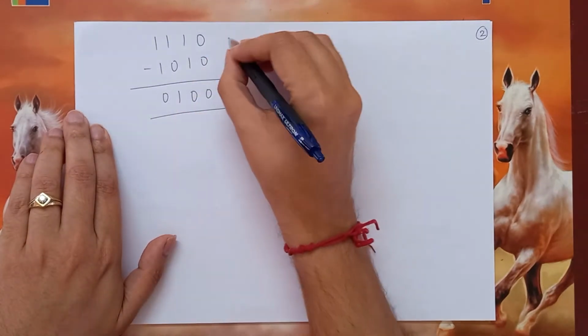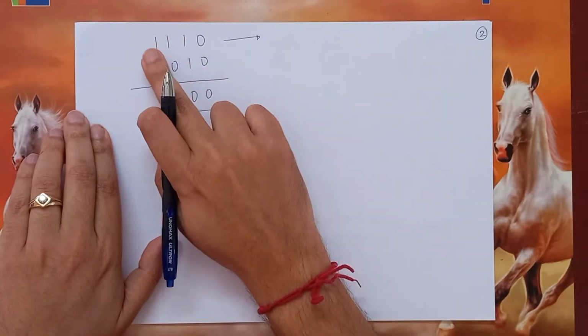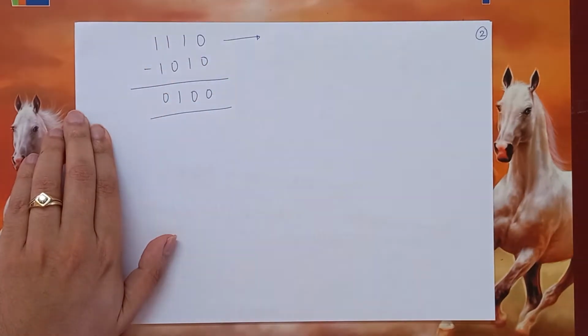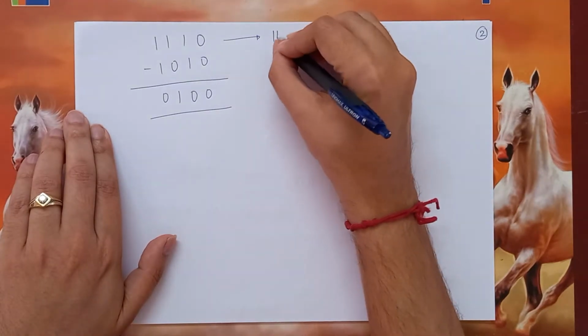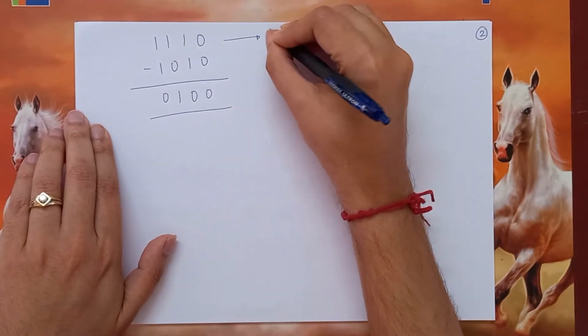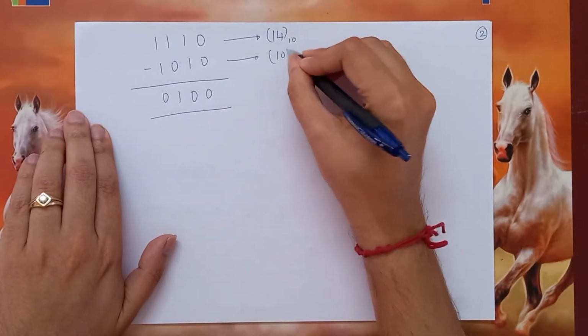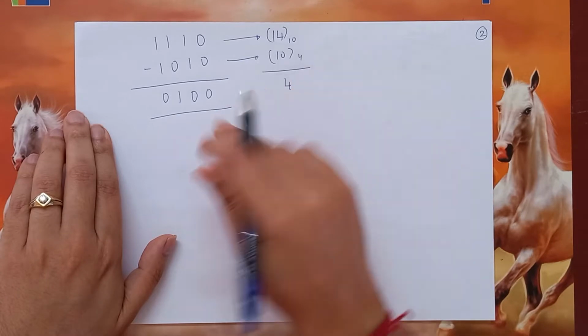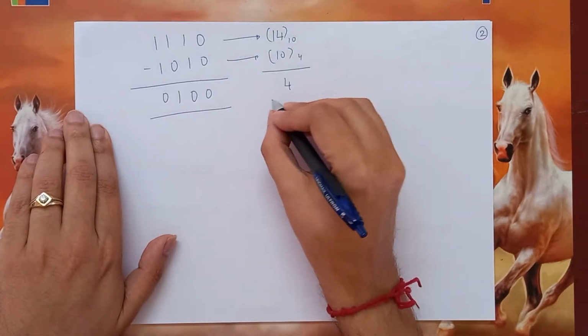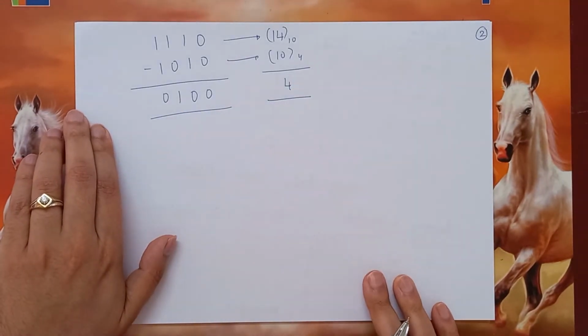what these numbers are. So in decimal, this is 8 plus 4 plus 2, that is 14 in decimal. And this one is 8 plus 2, that is 10. So the difference is 4, which is the same as we had obtained in the binary operation.